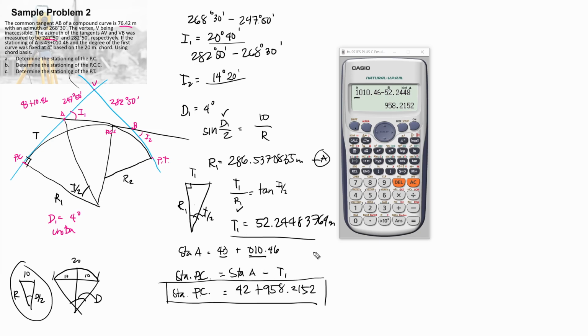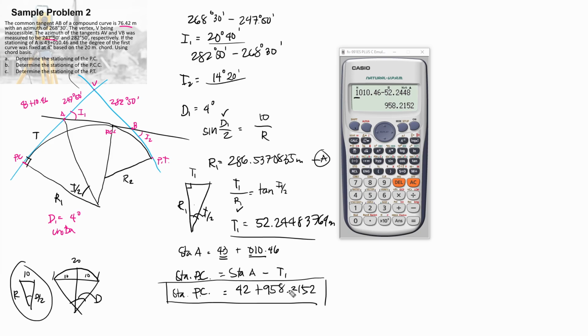Kasi minsan kung yan ay ganito lang talaga sinulat, baka akalain na ito ay hundreds lang. Baka sabihin is 42 plus 110.46. So, malilito. Depende sa case. Pero usually, ang case lang talaga is ganito. Kilometer to, and then ito is sa meters.